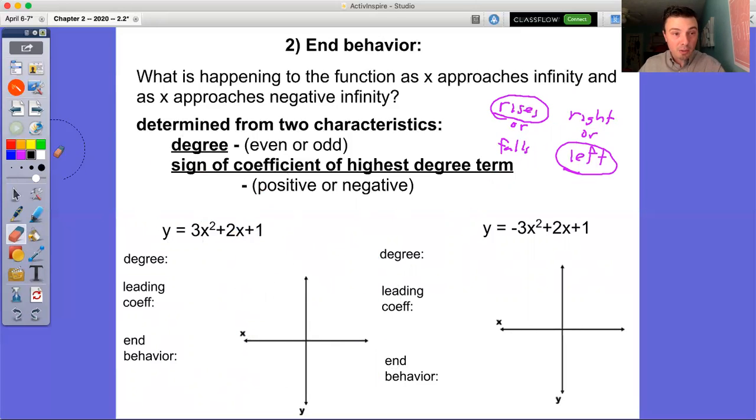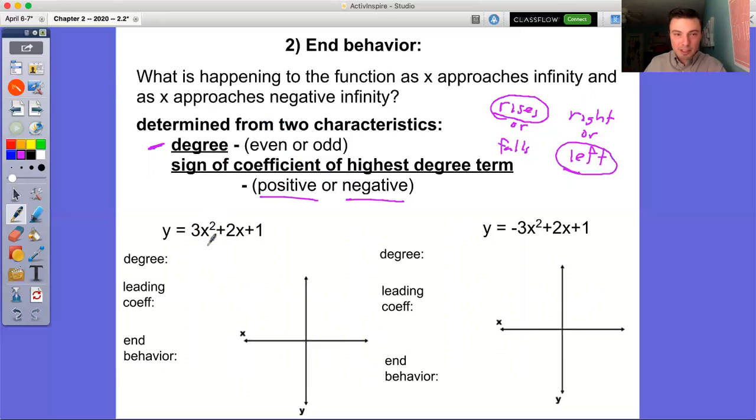Okay, so how do we determine what's happening as we go left and right? Well, two things. What the degree of the function is, and not what it is, but whether it's even or odd, and the sign of the coefficient of the highest degree term. So it's a lot of words, but it just means basically, does the highest degree term have a positive coefficient or a negative coefficient? All right, and I'm going to go through the four different combinations of even, odd, positive, and negative to show you what they would look like.